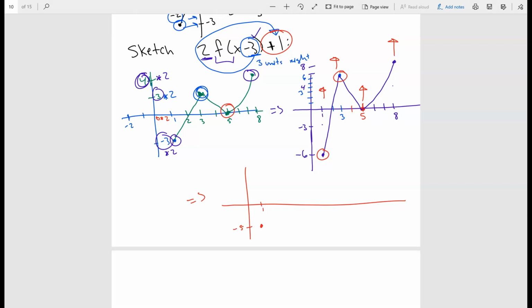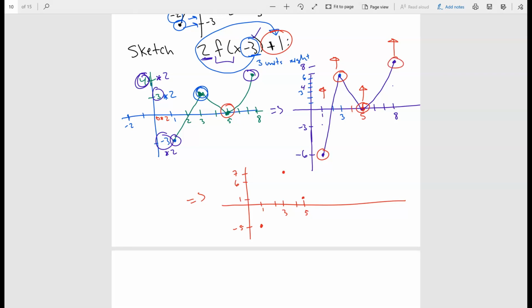This guy right here, it was at 3, 6. I'm going to shift it up 1. So now it's going to be at 3, 7. Shift it up 1. This guy was at 5, 0. Shift it up 1 is going to be at 5, 1.